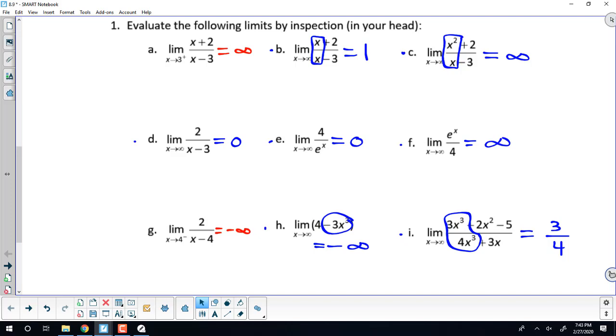Okay, so those are the types of limits that show up with our integrals. Does anyone have any questions on that? If you need a refresher, these limits are in our textbook, section 2.4 and 2.5.